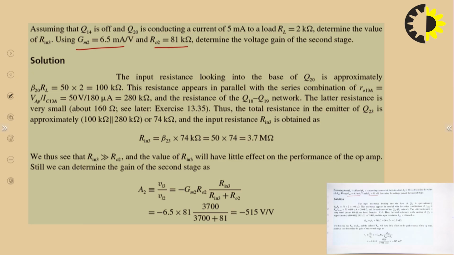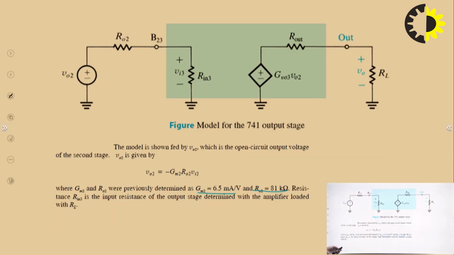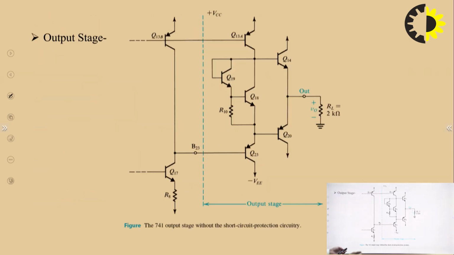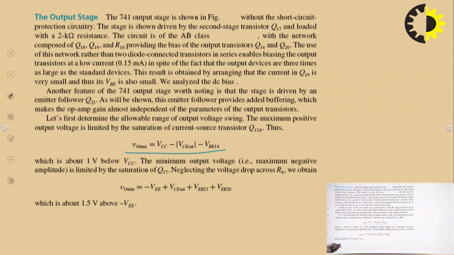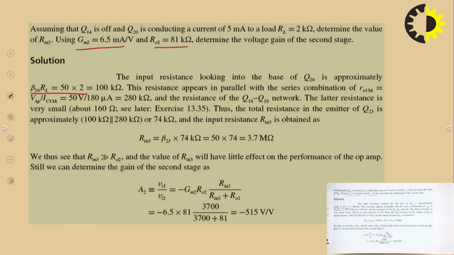So you know the input resistance looking into the base of Q20 is approximately beta 20 into RL. That means this resistor RL, if I move towards this side, will get multiplied by beta plus 1, that means nearly equal to beta. So we can write beta 20 multiplied by RL. Actually Q14 is off, only Q20 is conducting, so it will come to 100 kilo ohm.